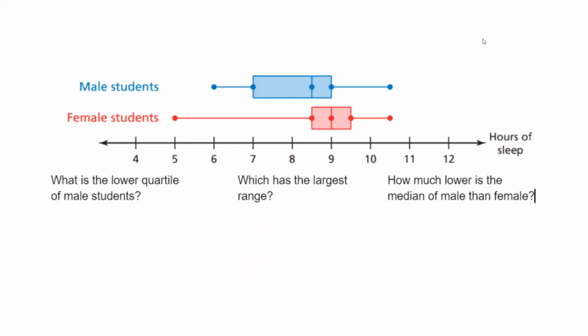I have three questions for you. You're going to be looking at this graph up here. Notice that there are kind of two graphs put together. We've got male students and female students, and we're going to see how many hours of sleep they get. First, what is the lower quartile of male students? Second, which has the largest range? And third, how much lower is the median of male compared to our female students? Go ahead and try to answer these three questions on your own right now. Pause the video.